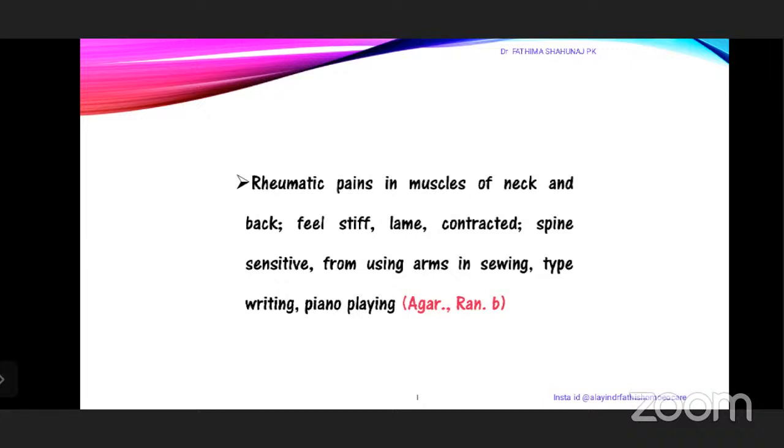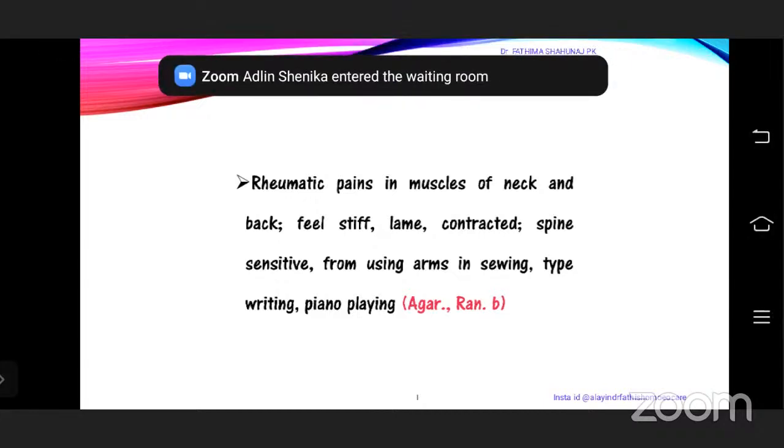In Ranunculus bulbosus, the pain is due to muscular pain, and it is also rheumatic, muscular rheumatism. But there is one peculiar thing to be noted, that is muscular pain about the margin of the shoulder blade in women of sedentary employment, often burning in a small spot from needlework, typewriting, piano playing. So we can see that a similar symptom is seen in Actea racemosa also, but here the nature of the pain also belongs to muscular origin, but location is very much important here.